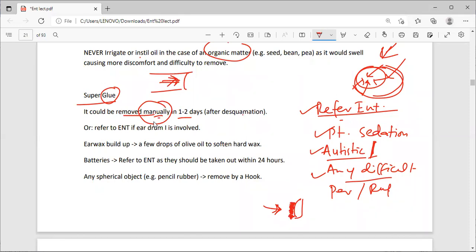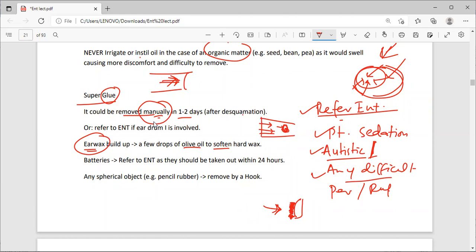If there is ear wax build-up, use a few drops of olive oil to soften hard wax. This is something else. Ear wax means the wax which is normally produced in your ear, and it is attached to the tympanic membrane, or it is very hard. So you instill some olive oil drops to make it soft, because the wax will absorb the olive oil. It will get softened, and then you can take it out.